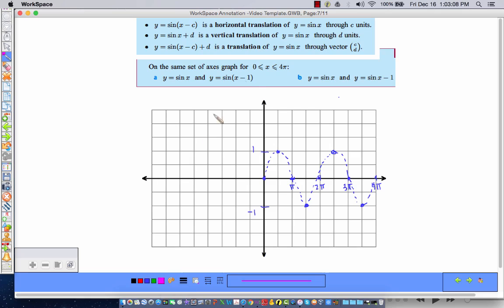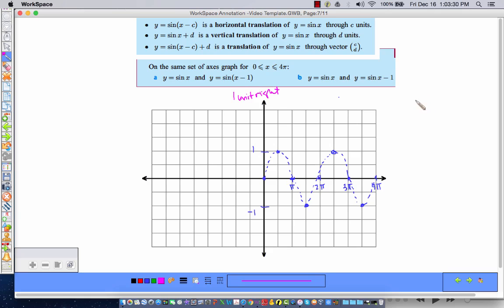Then in pink, I'm going to take care of the minus 1. So this means minus 1, that's going to be a translation of 1 unit right. Okay, 1 unit to the right. So that means this entire graph is just going to shift to the right 1 unit.